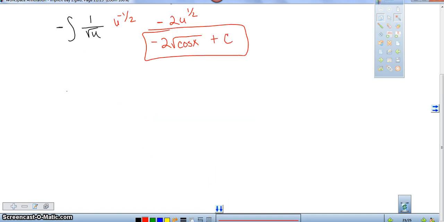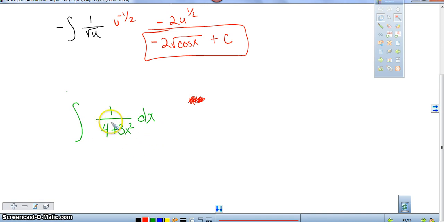Okay, let's look at a different one. If I integrate 1 over 4 plus 3x squared dx. If I look at this one, at first I thought maybe I could use a u substitution, but if I let u equal the denominator, my derivative would be 6x, and I don't have any x's in the numerator to get rid of. So that means I have to think of something else.